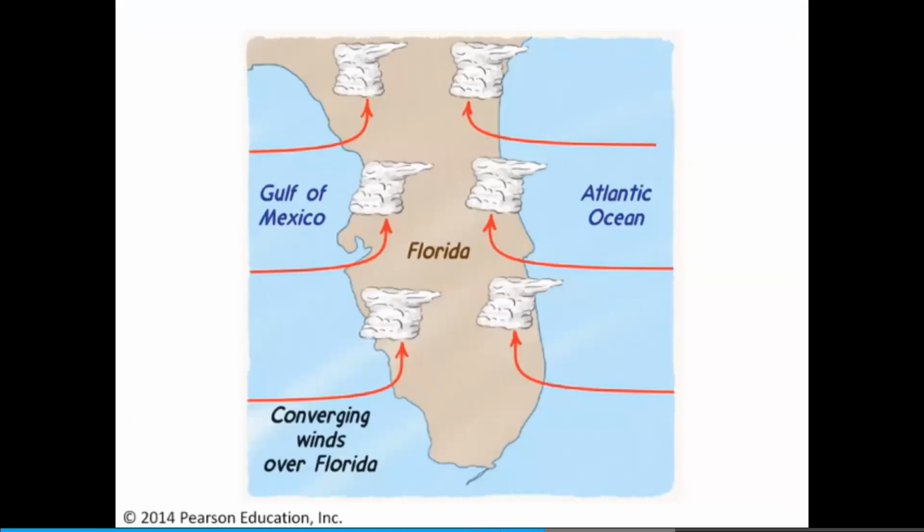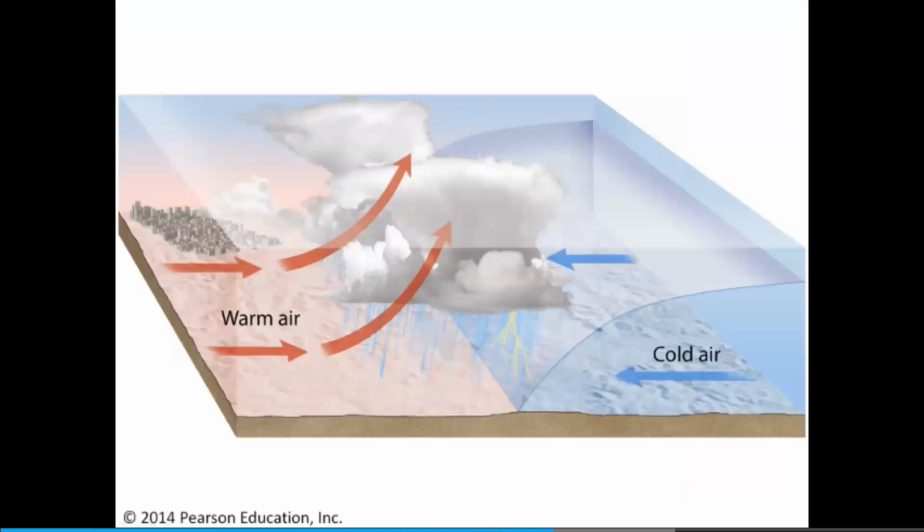This is called convergence. Now this is the part of the textbook that we really wanted to get to here. We have two air masses that are colliding. One is a warm air mass and the other one is a cold air mass. The cold air mass is moving in from the right. The warm air mass is moving in from the left.